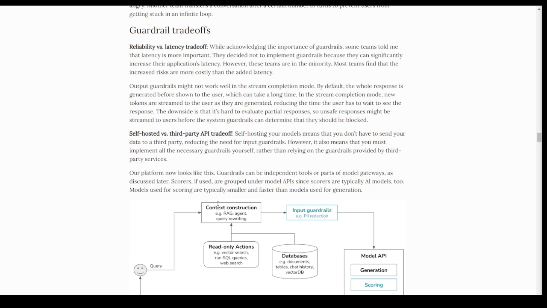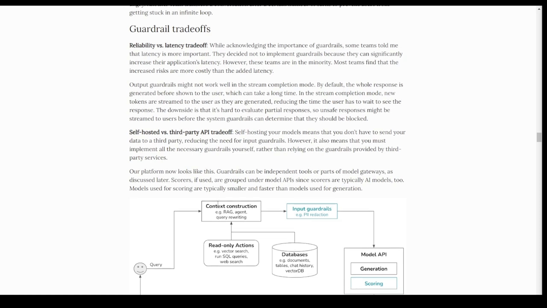Another aspect is that output guardrails might not work well with the stream completion mode, because if I want to put an output guardrail, I have to generate the whole response and then run some sort of guardrail on that before I can show the output to the user, which might take a lot of time. In stream completion mode, it's very hard to put in the output guardrail. The downside is that it's very hard to evaluate a partial response, and a lot of times you lose the context if you have a partial response.